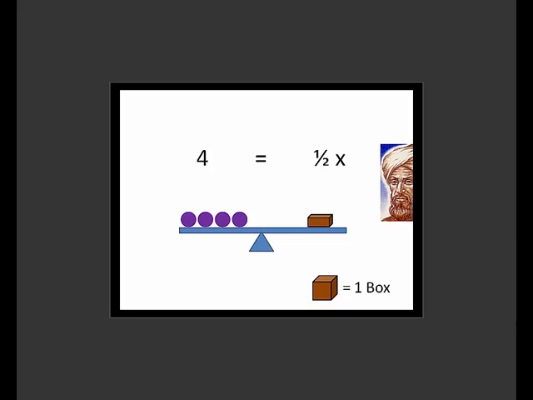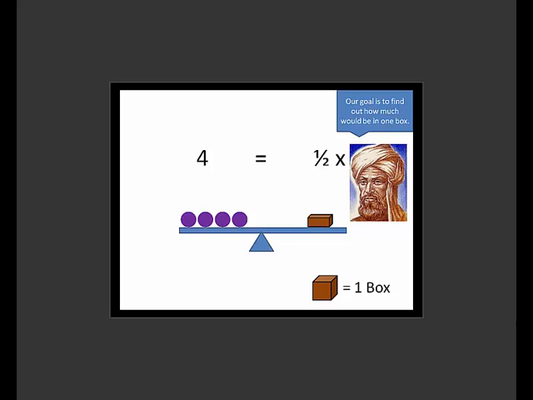Oh, here comes Muhammad al-Khwarizmi creeping in again. Our goal is to find out how much would be in one box. Multiply both expressions by the multiplicative inverse. That's right, so if we multiply by the multiplicative inverse, that's the same as multiplying by the reciprocal. So, look what I'm going to do here. The reciprocal of 1/2 is 2 over 1, or 2. And I'm going to multiply 2 times 1/2. Multiply 1/2 x by 2, and I get 1x. See, I got 1x now.